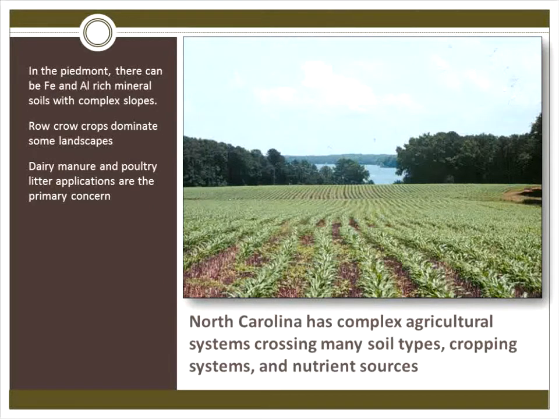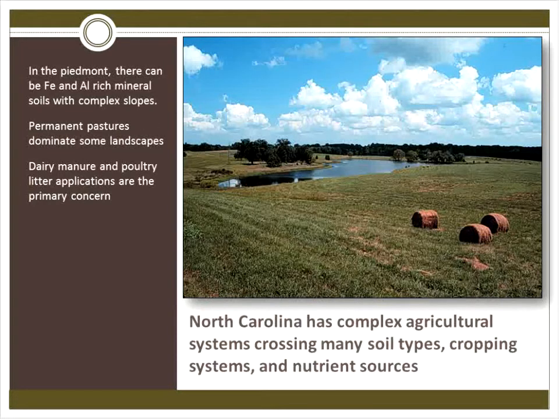We then go to the Piedmont, which has iron and aluminum rich mineral soils with really complex soils. There's some row crops, but the most dominant crop in this area is actually pastures and hayland. There is a lot of poultry produced in this particular region, as well as some dairy. And so here's a picture of those pastured situations that we see throughout this region of North Carolina.